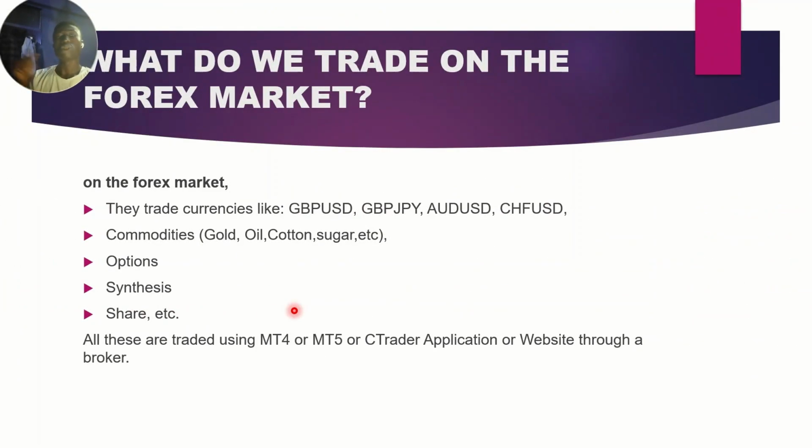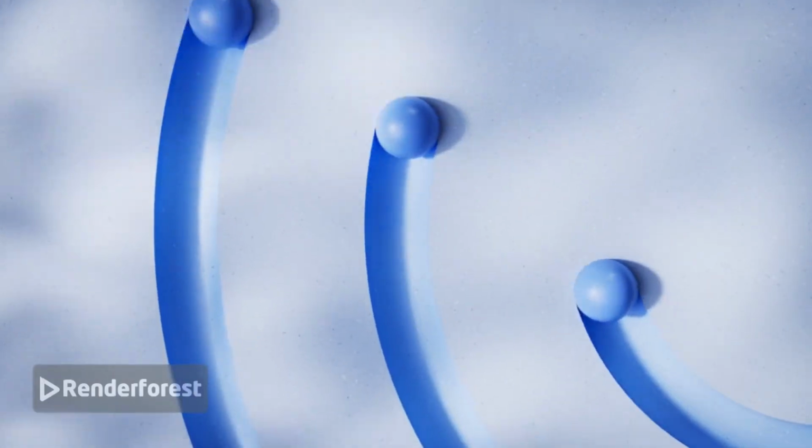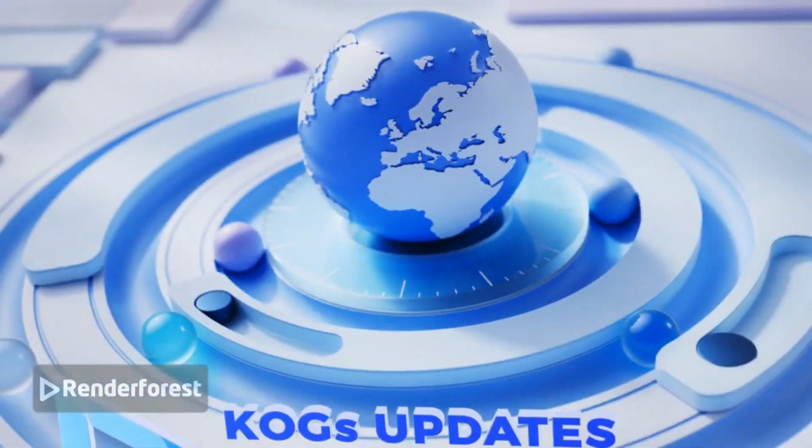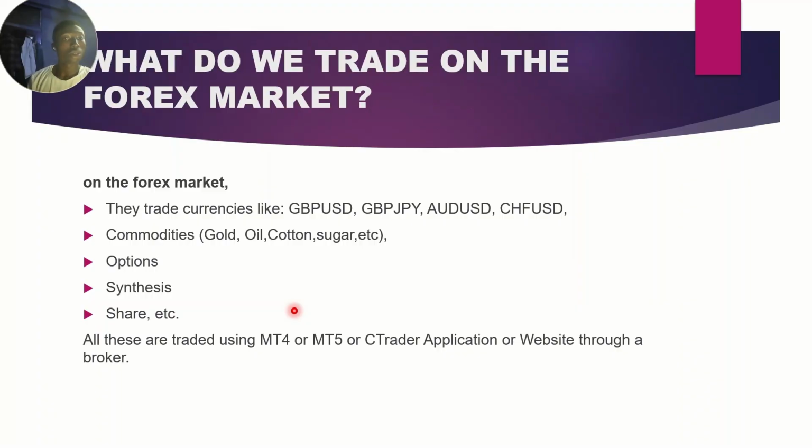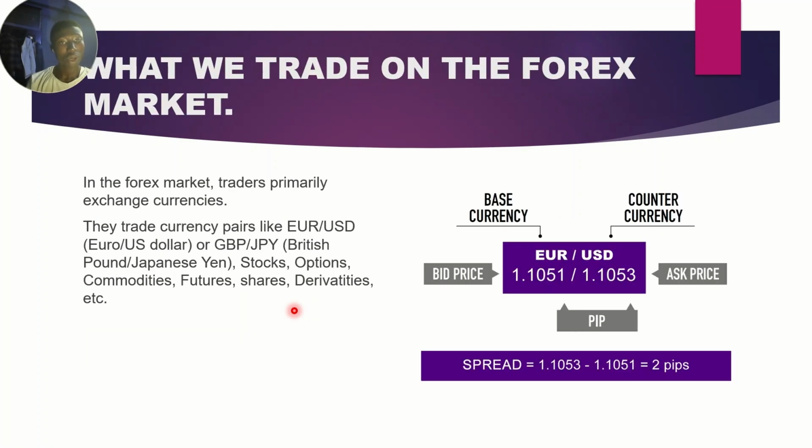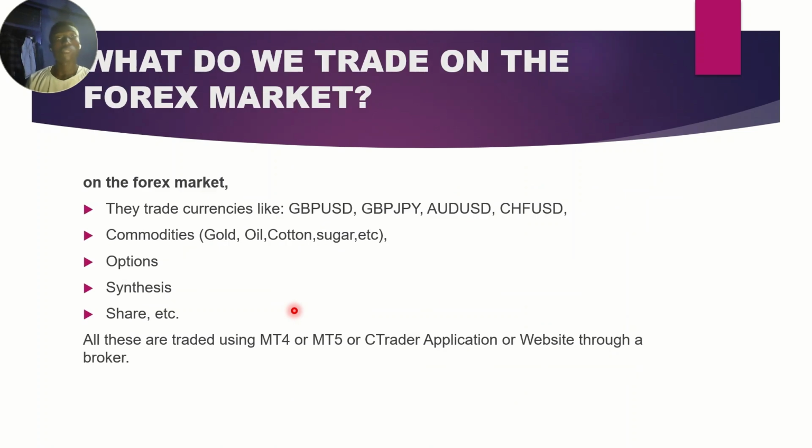Now, what do we trade on the forex market? Have you ever asked yourself, what at all do we trade on the market? Now, this is very simple. I'm going to break it down for you to get understanding. On the forex market, we trade currencies. Let me go back. This is what we do trade on the forex market. We trade currencies like USD, GBP, JPY, AUD, CHF, and so on.